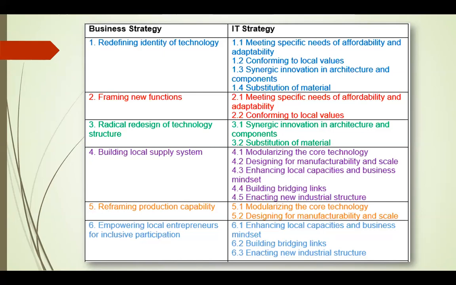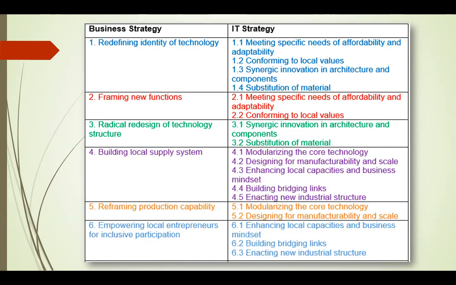In terms of number 3 now, for radical redesign of technology structure, this is basically, as discussed in framing new functions, where organizations radically redesign both the architecture and components of the product simultaneously, due to the unique content, characteristics, and requirements of emerging markets in terms of the solar thermal systems development. And again, points 3.1 and 3.2 are repeated in terms of the IT strategy.